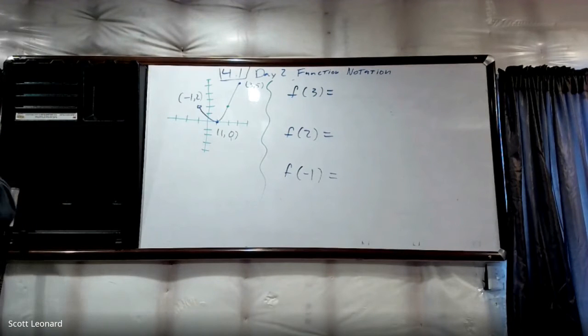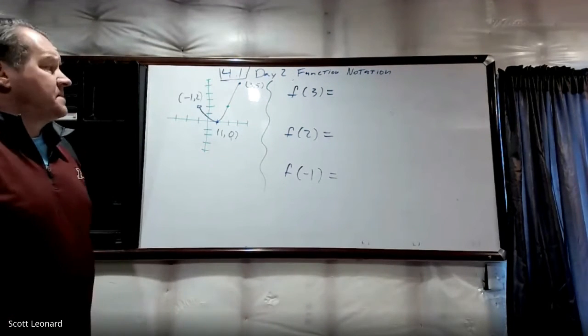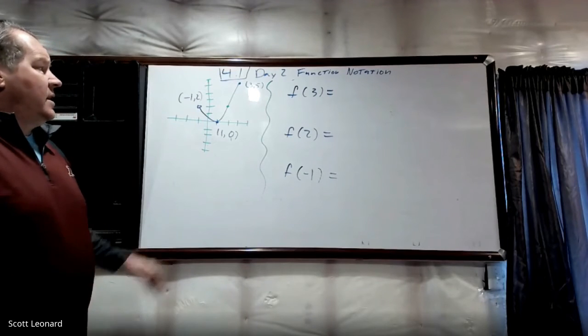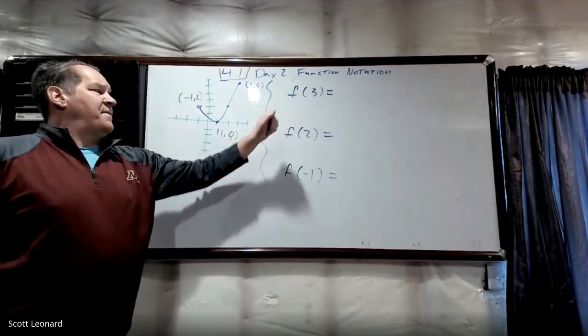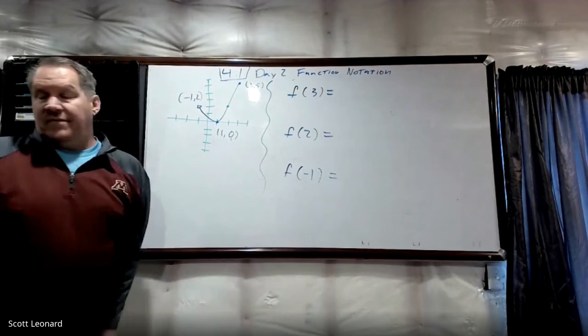Right? So I'm going to give you a minute, see if you can do this on your own. See if you can find the answers to these 3 problems. Here's my graph. Find f of 3. Find f of 2. Find f of -1.